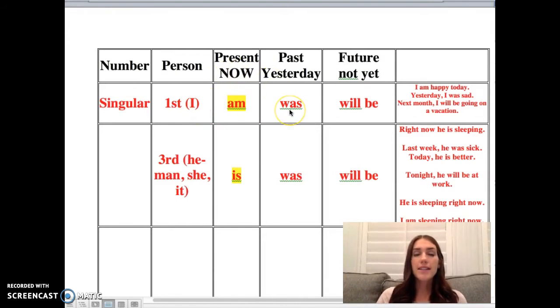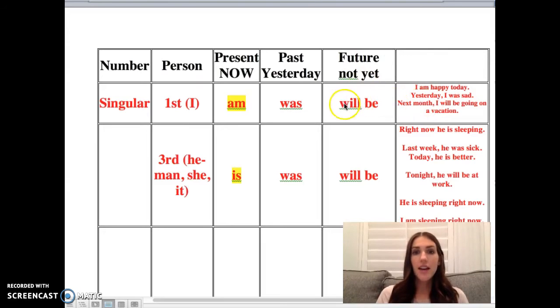I was walking to the store on Saturday. Here's an example. Yesterday, I was sad. If we're talking about the future, next month, will be is what we use. That's the verb. I will be going on a vacation. Tomorrow, I will be going on a hike. On Sunday, I will be teaching a lesson. So those are all in the future.